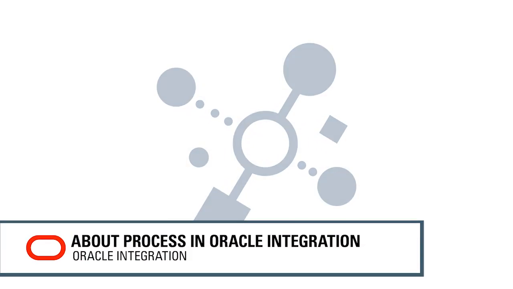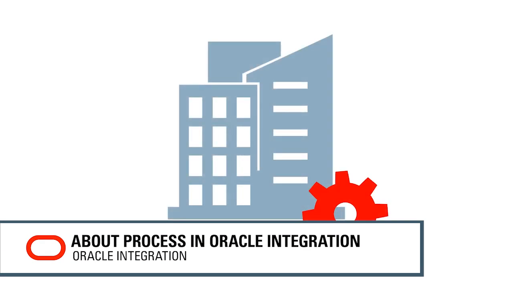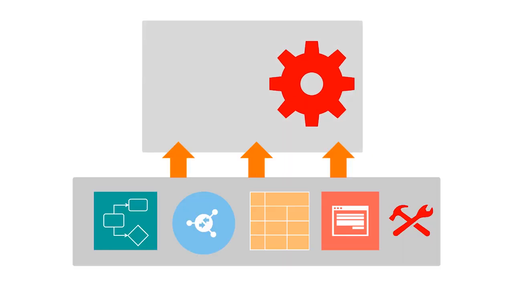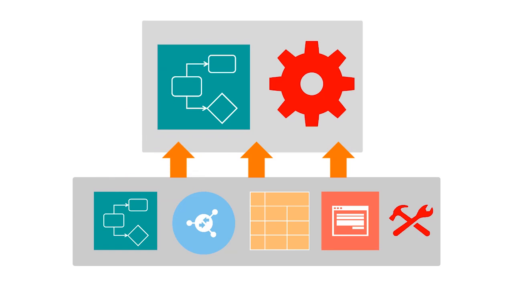Oracle integration allows you to create process applications to automate virtually any business process in your organization. There are four main building blocks that can comprise a process application. The first of these is a business process. Every process application will include at least one.